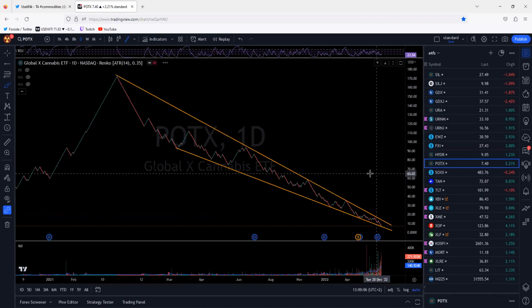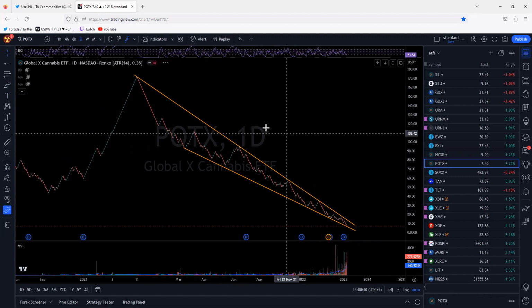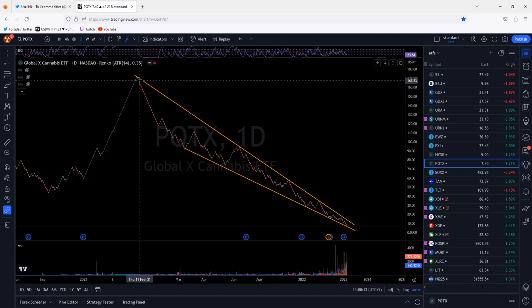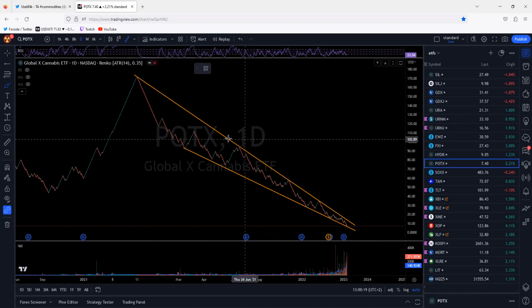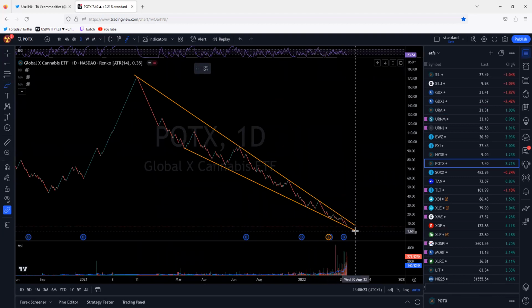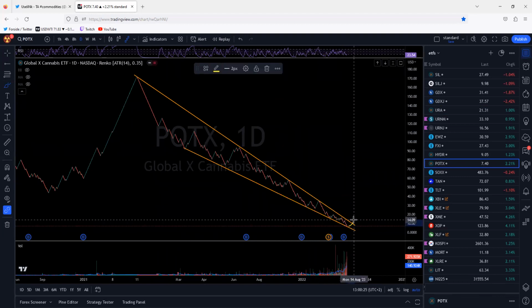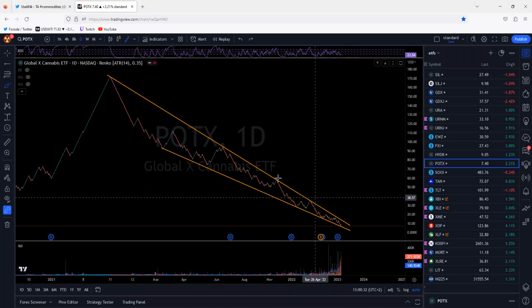Cannabis stocks, a very hated sector, but anyways, the top here is in 2021. And ever since the stock has been hammered down 95% or so. But I think you can see the squeeze here, and I think at one point, not tomorrow, not next week, but we will break out to the upside and actually have a big pop, because I think these stocks are very heavily shorted, but I think it's coming to an end.